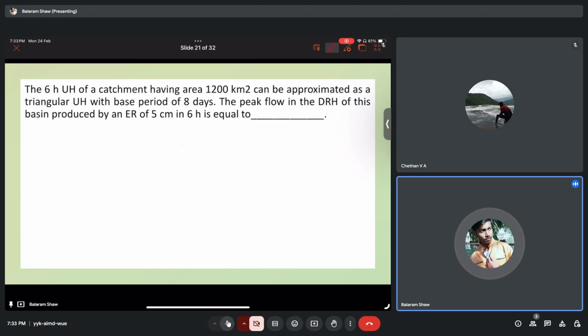The next question: the 6-hour unit hydrograph of a catchment having an area of 1200 kilometers square can be approximated as a triangular unit hydrograph with a base period of 8 days. The peak flow in the direct runoff hydrograph of this basin produced by an effective rainfall of 5 centimeters in 6 hours is equal to how much? I'll again give 1-2 minutes for this, just at least start.